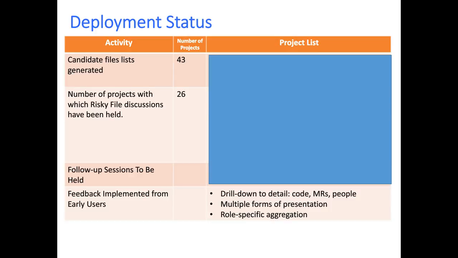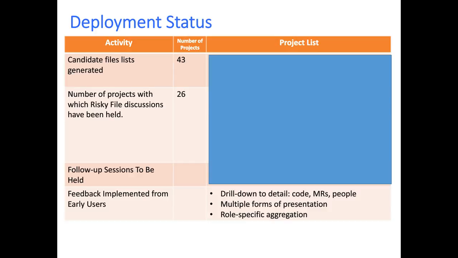So these 43 projects actually generated candidate file lists, for which we generated and filtered candidate file lists. So these were engagements that went through the first two iterations. And then 26 projects had some discussions about that. And then on the right, I obscured the actual list of projects. And then there are projects that provided feedback for the implementation.